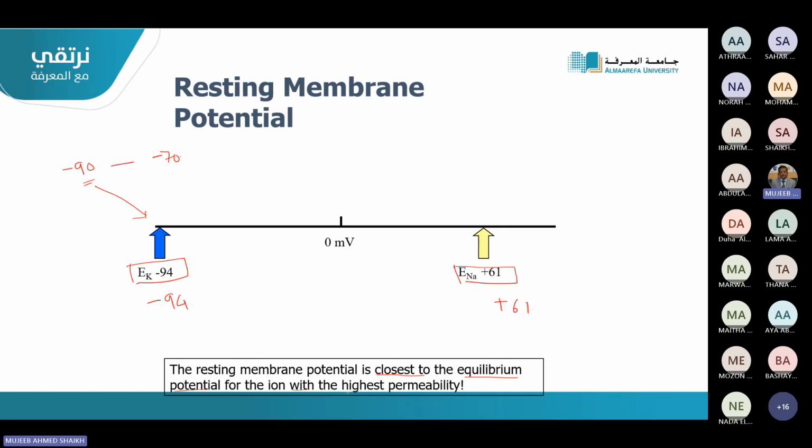The resting membrane potential is closest to the equilibrium potential for the ion which has the highest permeability. Permeability for potassium is 25 to 30 times more than sodium. That's why it is more towards minus 94. Exactly, it is minus 90 for all the cells and minus 70 for the neurons. Getting my point now? Only this much information you must know: how the resting membrane potential is established and why it is minus 90, why not plus 60.